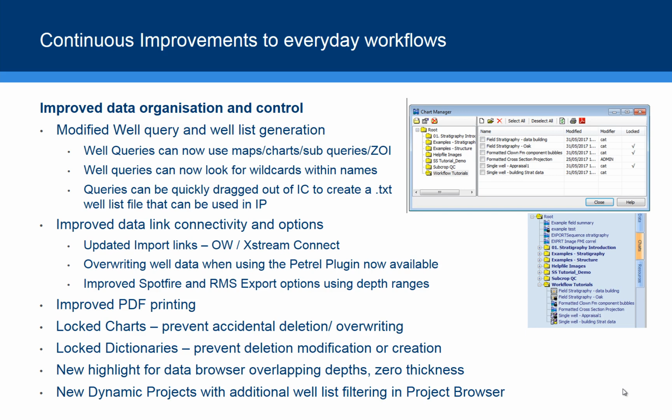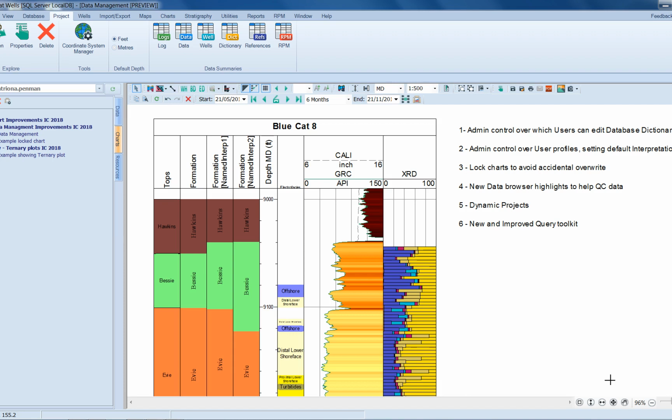We've improved our Spotfire export options with regard to choosing a depth range, be those manually entered or set to a data type. We've also improved our PDF printing of any charts or maps, going up to 600 dpi now. Other options are locking down charts, so no more accidental deletion or overwriting of work already done. And we also have some new highlights in the data browser, and dynamic projects is a brand new item for you. So we'll shift over to IC and we will have a look at some of those items.